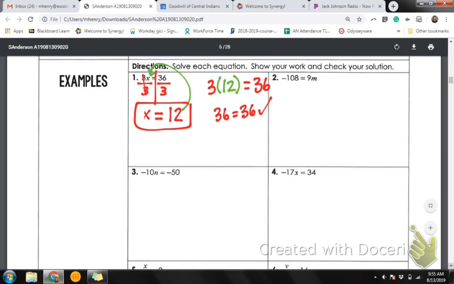Okay, number 2. Your variable is that m over there on the right side. We can draw our equal sign. Are we going to get rid of the negative 108 or are we getting rid of that 9? Christina, what do you think? The 108 or the 9? What should we get rid of? 9. Why should we get rid of the 9?